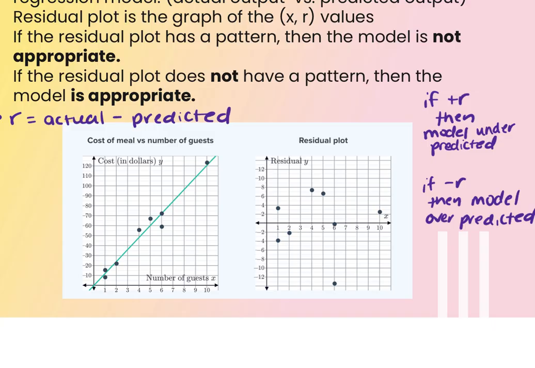It would be perfect. There'd be no error there. So if it's exactly on a line like this, it's pretty close. That means your R would be 0. And if your R is 0, that means the actual equaled the predicted and the model was perfect at that spot.